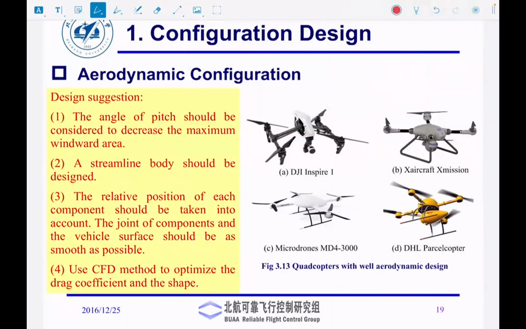Then again, there are different configurations. I don't know if you have seen this: DHL played with parcel delivery, just like Amazon. So that's a DHL parcel copter. Then there is the DJI Inspire, there is the micro drone, the X-Craft Ignition. And when you try to design, you just have to make sure that your airframe, your props, your motor, everything is well matched. And sometimes what you do is you use computational fluid dynamics software to model this.